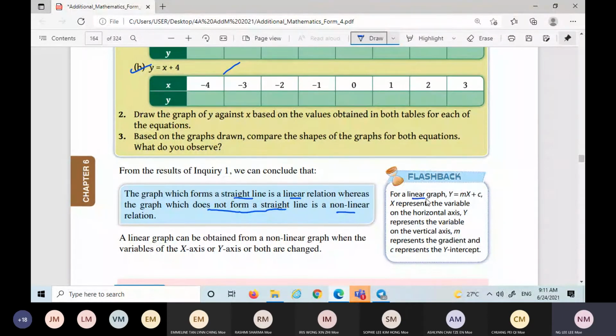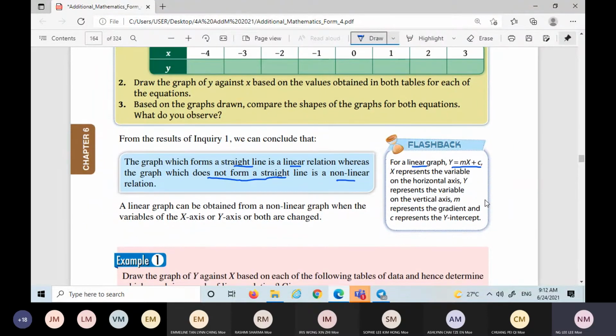Then you have to know the linear graph, you have this: y equals mx plus c. Then what is the m and what is the c? m is the gradient, c is the y-intercept.